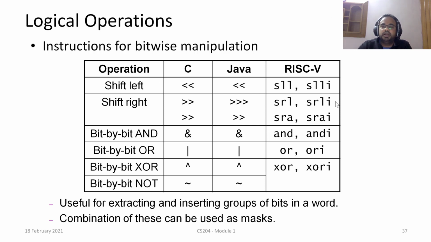Shift left is the instruction SLL, and the immediate variant is SLLI. Shift right is SRL, SRLI, and we have an arithmetic variant here, which is SRA, SRAI. Then we have bitwise operations, which are given by AND or XOR. All the basic logical operations fall into R format, and the remaining fall into the I format.